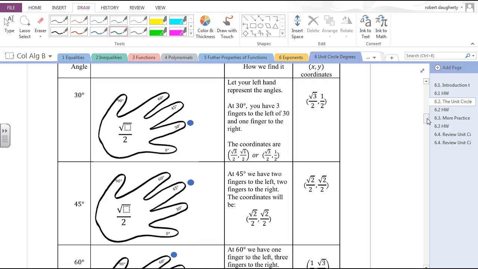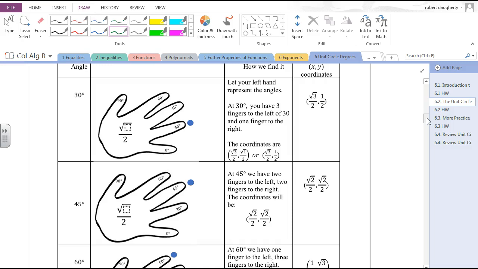Now I'm going to go to 60. So I'm holding down my index finger. How many fingers to the left? 1. How many fingers to the right? 3. So that's why I'm going to write 1/2, square root of 3 over 2. And I'm done. That's all I need, okay? So if you've got fingers and you can count, you're good with this, okay?